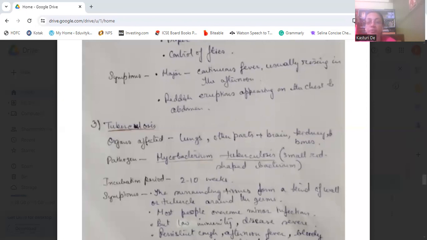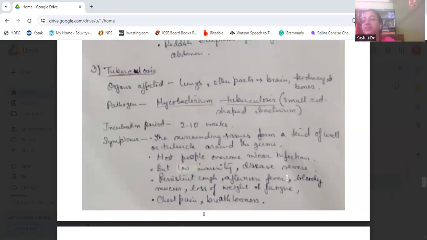So what are the symptoms? The major symptoms are persistent cough, afternoon fever, bloody mucus, loss of weight and fatigue, chest pain and breathlessness. The surrounding tissues form a kind of wall, or tubercle, around the germs. Most people overcome this minor infection, but if there is low immunity, the disease becomes severe.